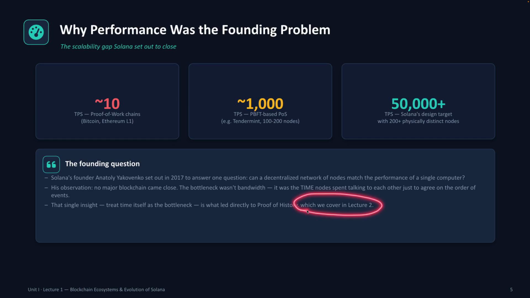In case of L1, the TPS is roughly around 10 transactions per second. In case of Tendermint, which runs 100 to 200 nodes, it was approximately 1000. However, Solana promises 50,000 plus TPS with 200 plus physically distinct nodes.